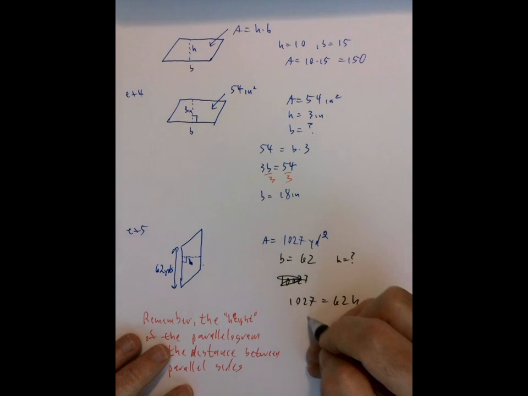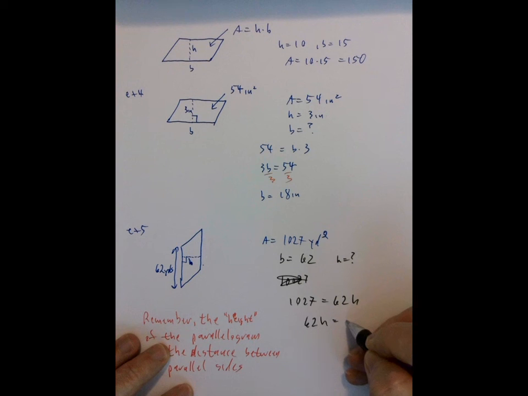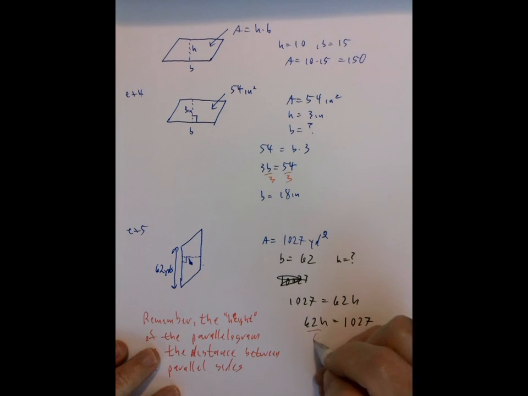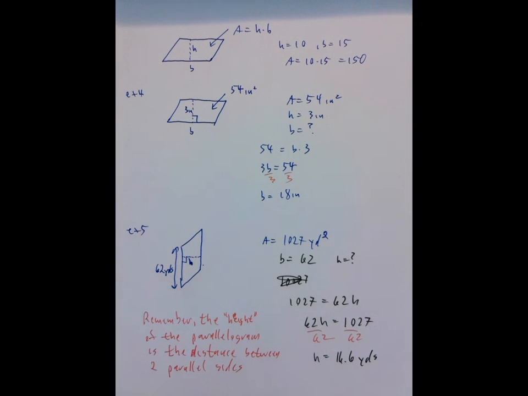Now, rearranging that algebra-wise, 62h is equal to 1027. Divide both sides by 62. And we get h is equal to, consulting Mr. Calculator here, 16.6 yards. And by the way, that 16.6, I rounded off to the tenths place.